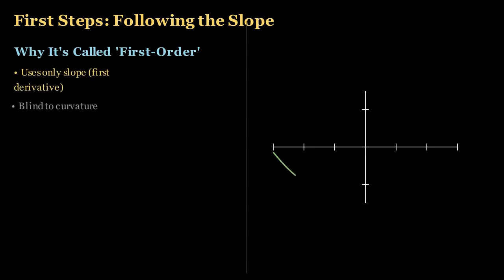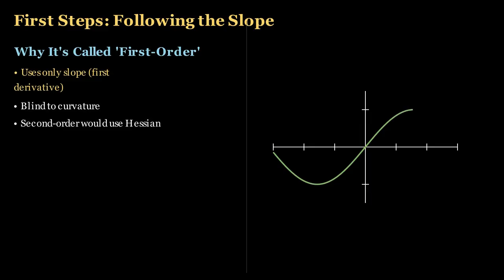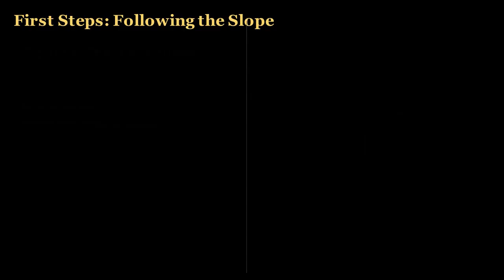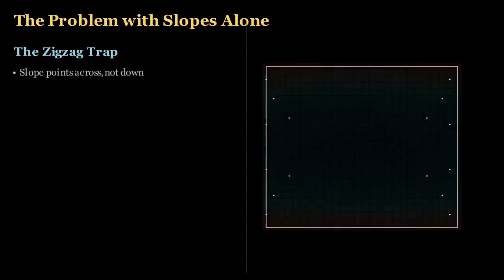This method is called first order because it only looks at the slope, the first derivative. It's completely blind to the landscape's curvature. That's why it zigzags in valleys, a problem we'll fix next using second-order information. We just followed the slope downhill.